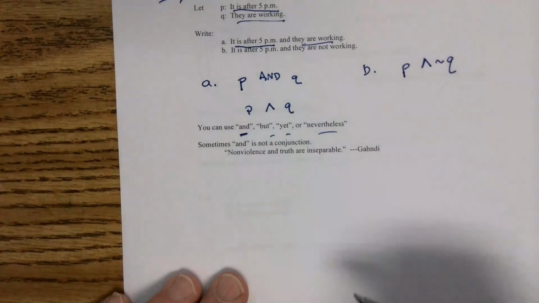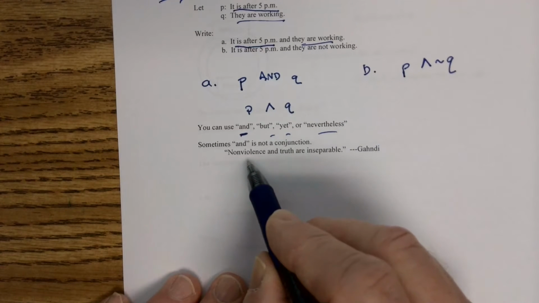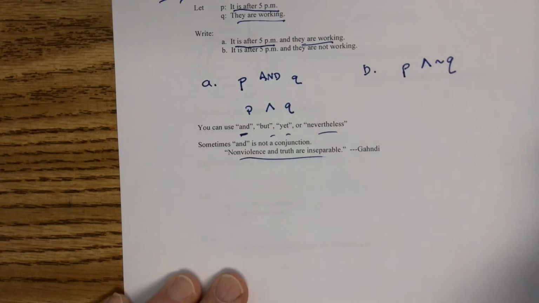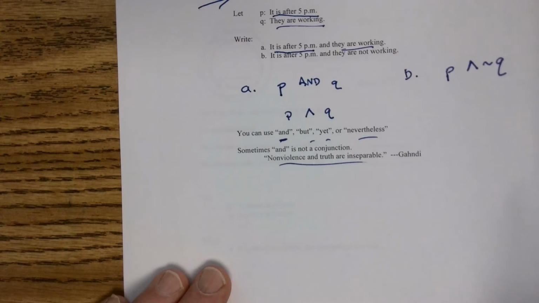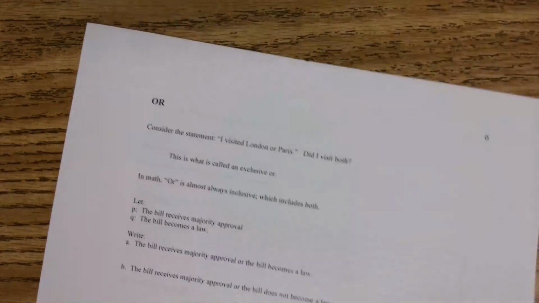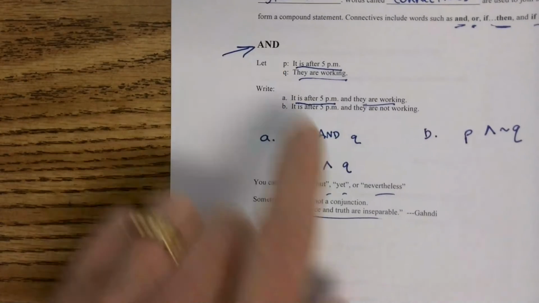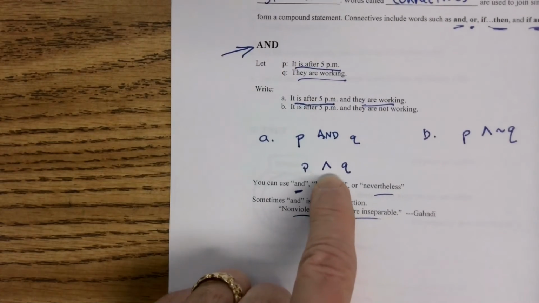Sometimes the word and is not a connective or a conjunction. So there's a little quote from Gandhi. But we would not do that. Okay, so and. That is that little symbol. Okay? Now let's go to or.